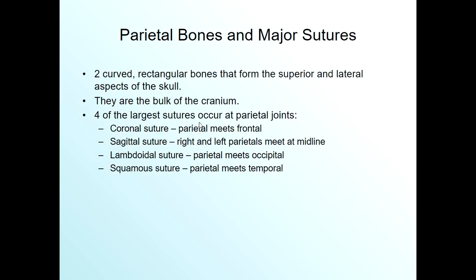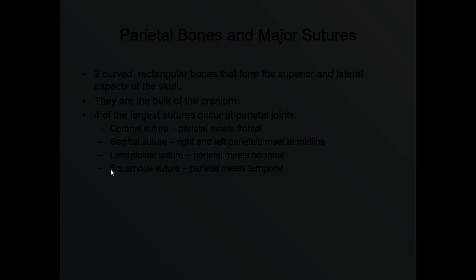The bulk of our cranium is made up of the parietal bones, and we actually find 4 of the largest sutures where these parietal bones meet other bones. So where it meets the frontal bone, that's called the coronal suture. Where they meet each other down the middle, that's the sagittal suture. Where they meet the occipital bone, that's known as the lambdoidal suture. And then where they meet our temporal bone, we know that as the squamous suture.